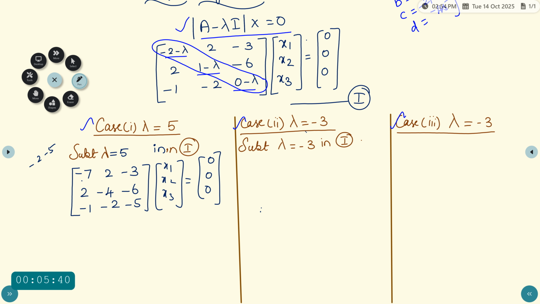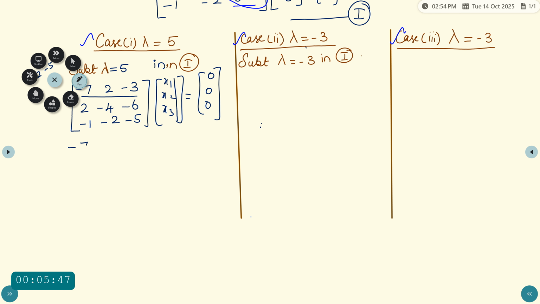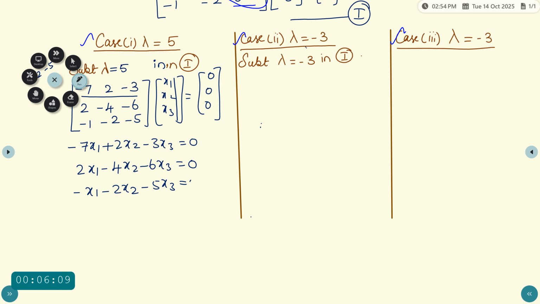Next we are going to form the equations, row into column. How can you form the equation? Just row into column. Minus 7x1 plus 2x2 minus 3x3 equal to 0. Similarly, second row: 2x1 minus 4x2 minus 6x3 equal to 0. Third equation: minus x1 minus 2x2 minus 5x3 equal to 0. Take this as 1, this as 2 and this as 3.